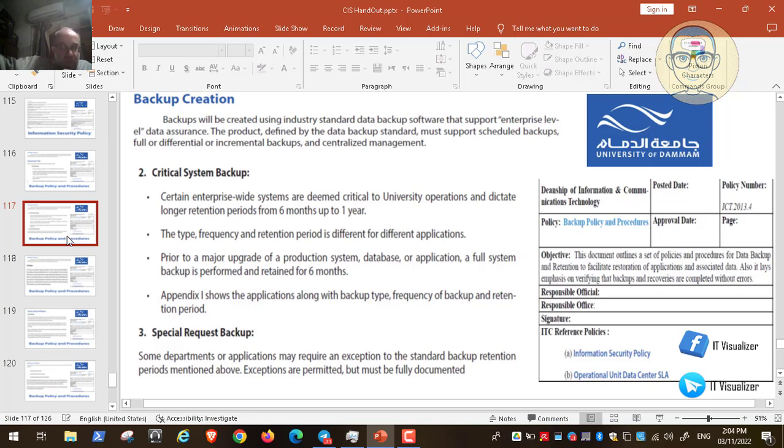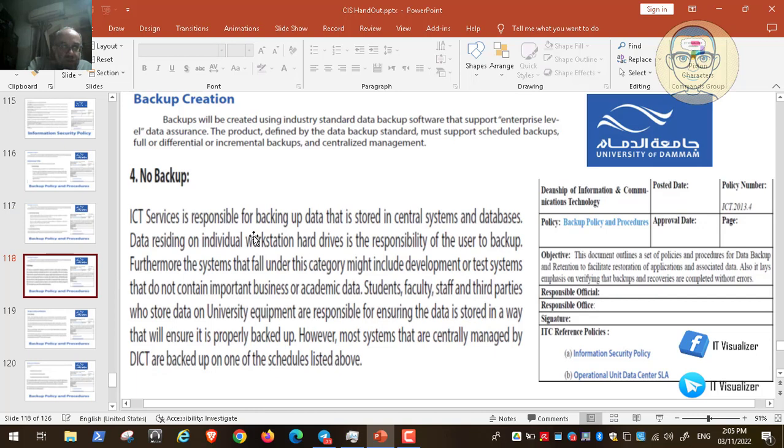There is standard backup, and this is done on an automatic or daily basis maybe, and critical backups are also done on a daily basis, automatically according to a plan or a standard. But the special request is asked at any time or in special situations. Okay, so here there are three types of backup, and there is a fourth one, which is no backup. Here it is saying that he will not be responsible for backing up. Let's read this one.